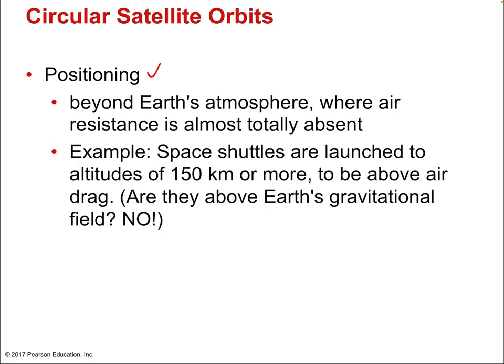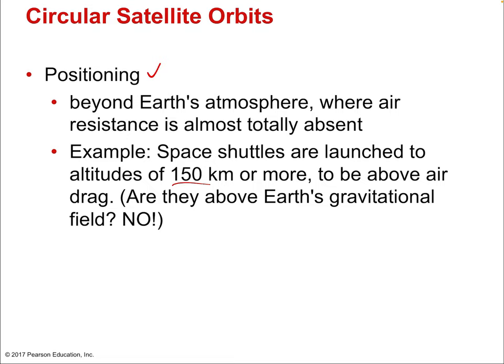So positioning beyond Earth's atmosphere, where air resistance is almost totally absent, is where you have to begin your circular orbit. For example, the space shuttles are launched to an altitude of about 150 kilometers or more to be above the air drag. The atmosphere gets gradually thinner as you go up, but there's still enough that it would be significant. It would mess with the dynamics, and you'd have to use a lot of extra fuel. So 150 kilometers is a good safe distance above Earth, where there's almost no atmosphere left.